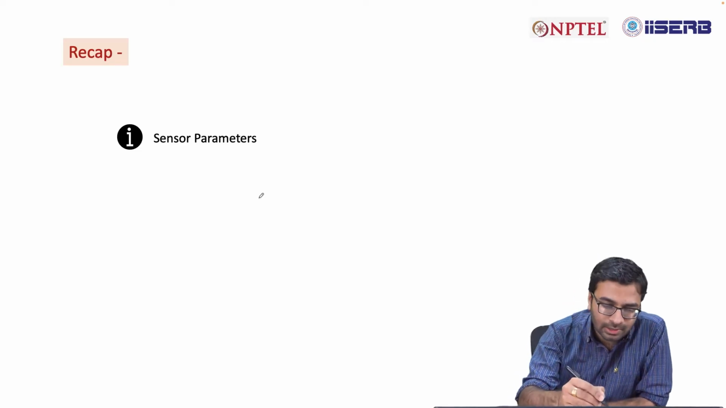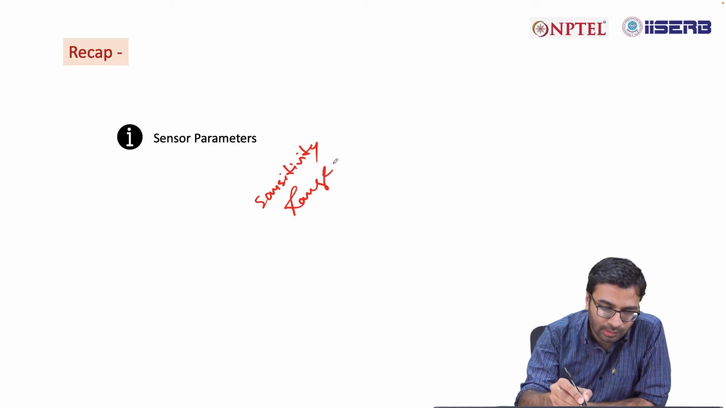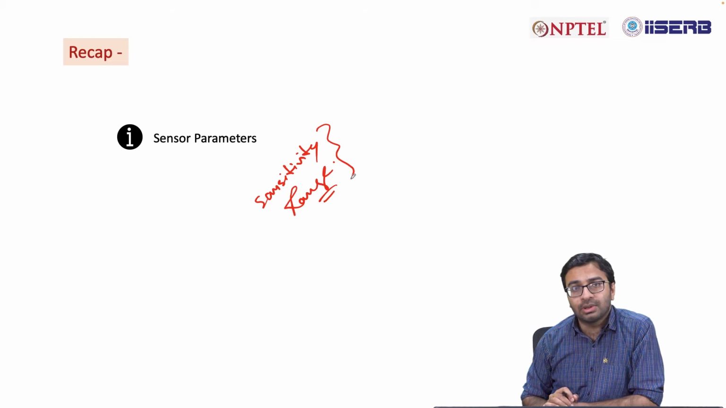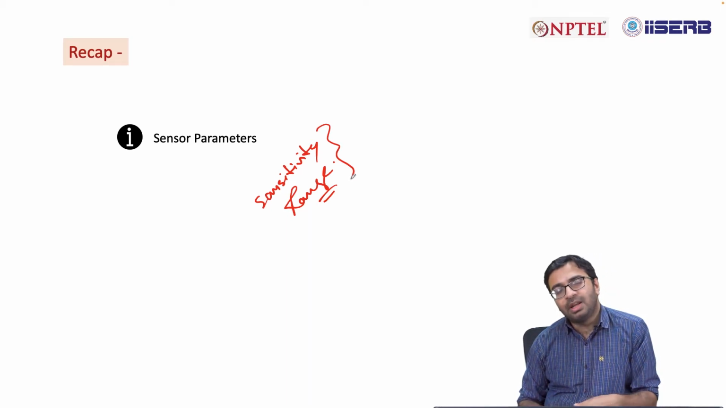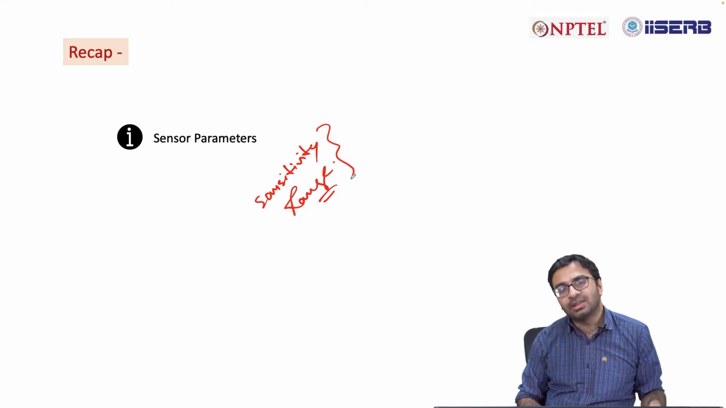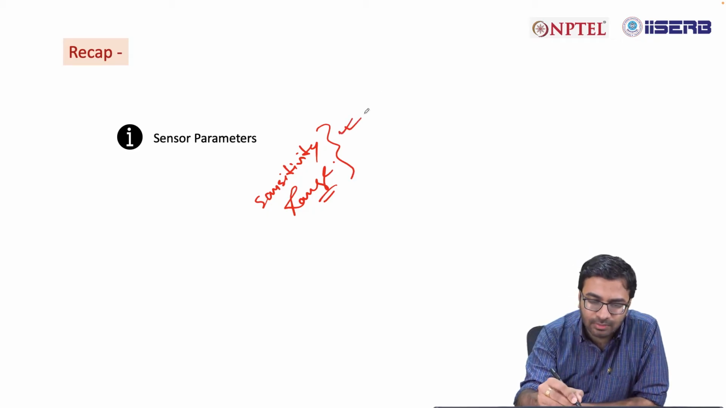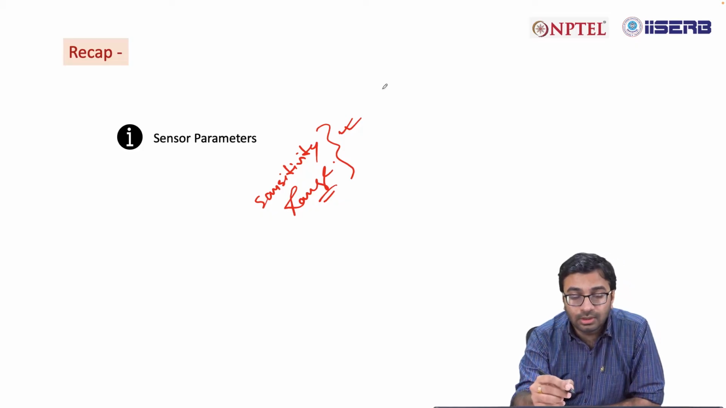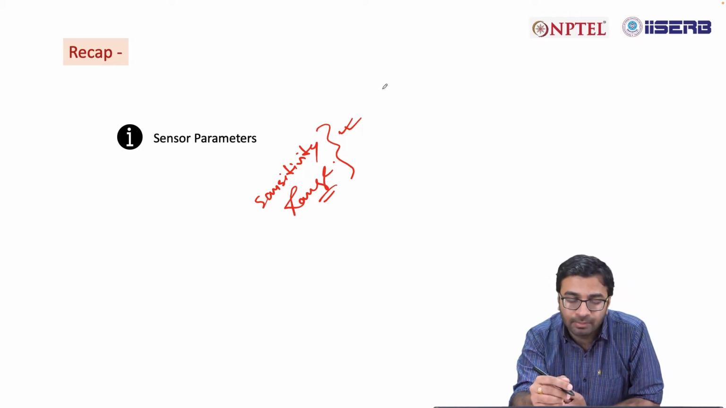For example, say sensitivity, range, and stuff like that. And we also have seen some details associated with sensors. For example, say the calibration curve, which is very important as far as the sensor response is concerned, because most of the parameters that we have discussed can be calculated or measured from the calibration curve itself.